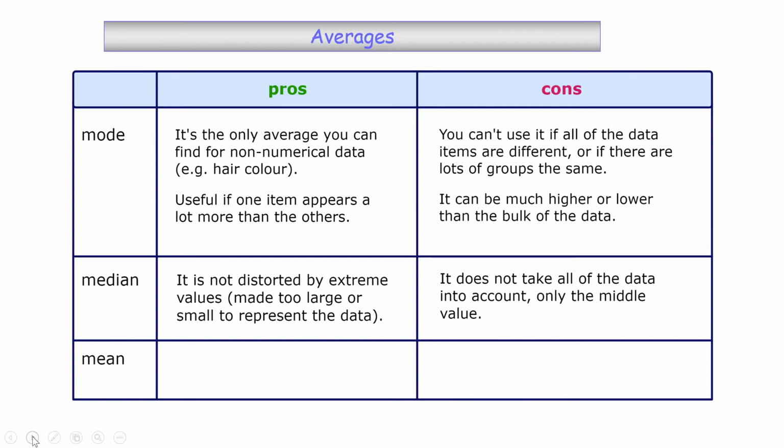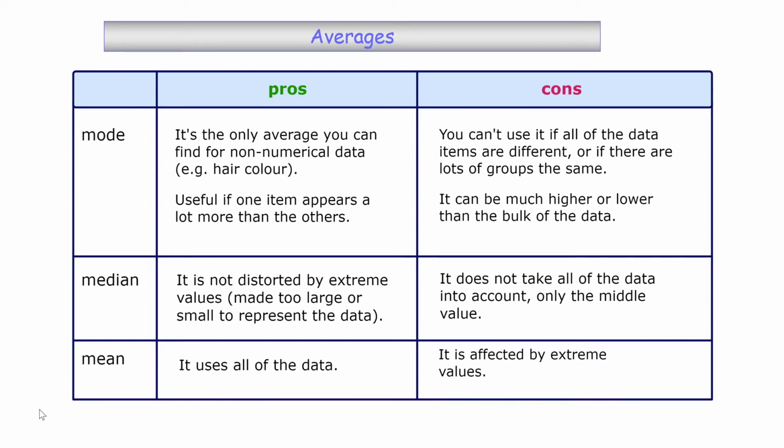The mean then, an advantage of the mean is that it does use all of the data. So whereas that's a disadvantage of the median, it doesn't take all of the data into account. The mean, that is an advantage, it does use all of the data. A disadvantage of the mean then is that it is affected by the extreme values. Okay, so if you have got a high number in comparison to the rest of the data, that will cause the mean then to be higher than what you would expect it to be.